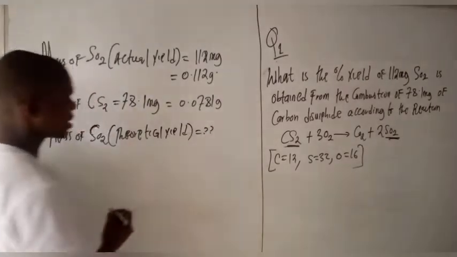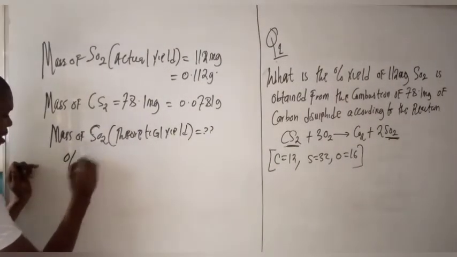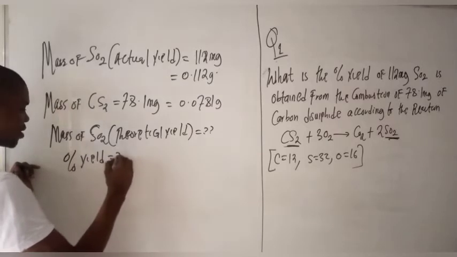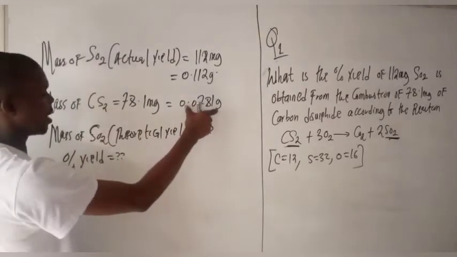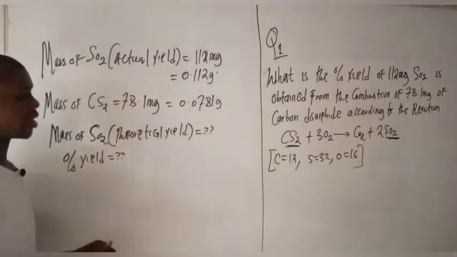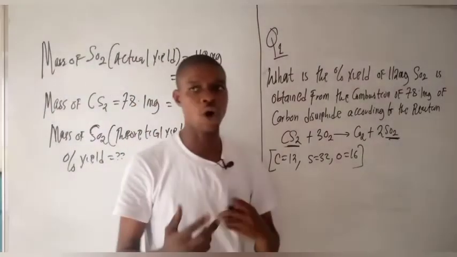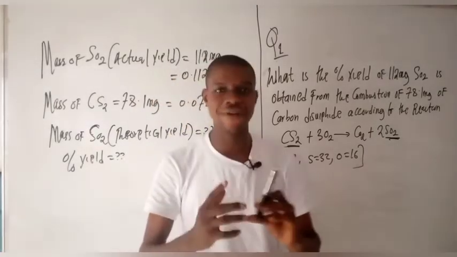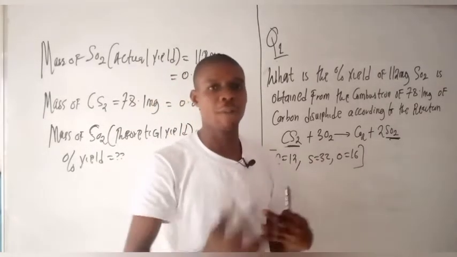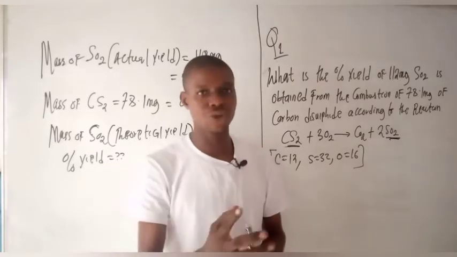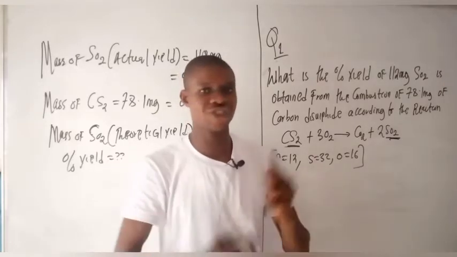We don't know it, right? And they say we will calculate the percentage yield. So afterwards, use the mass of this one here to calculate the mass of this other one here. If you have been following my video on reacting masses, we have different approaches to solving this question. But the approach I'm going to show you is very easy and straight to the point.